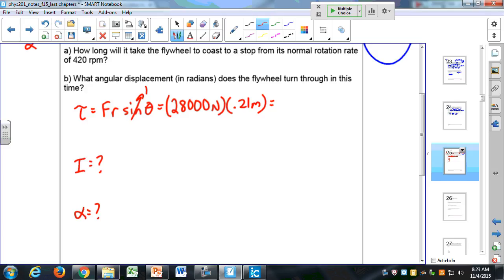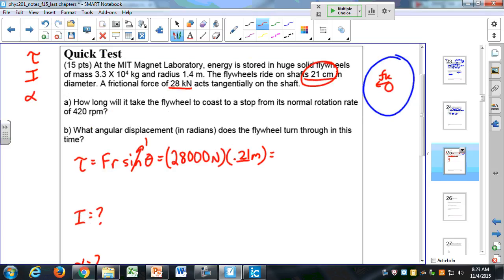What's that torque? 28,000 times 0.21. Oh, you're right. Was that a diameter? Yeah. So you're right. 0.21 divided by 2. Do you have that torque then, Lindsay? No. No, that can't be right. 29,000? No. Okay, yeah, too many. 2940. All right, that's in Newton meters.